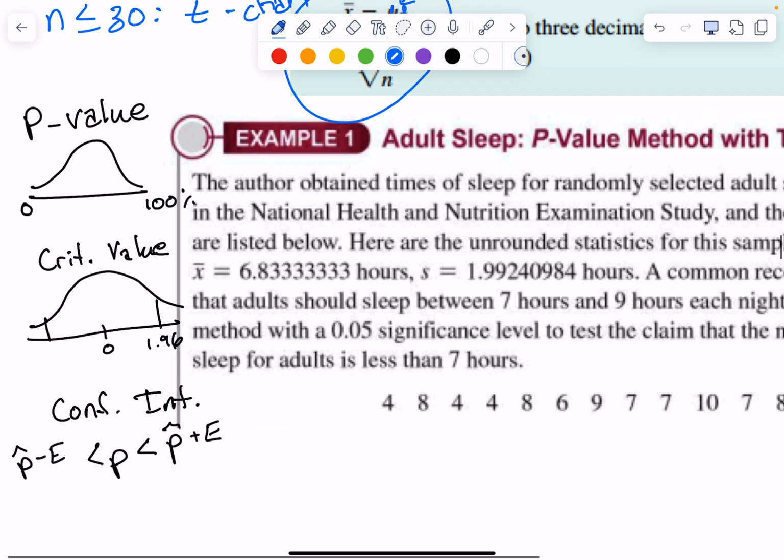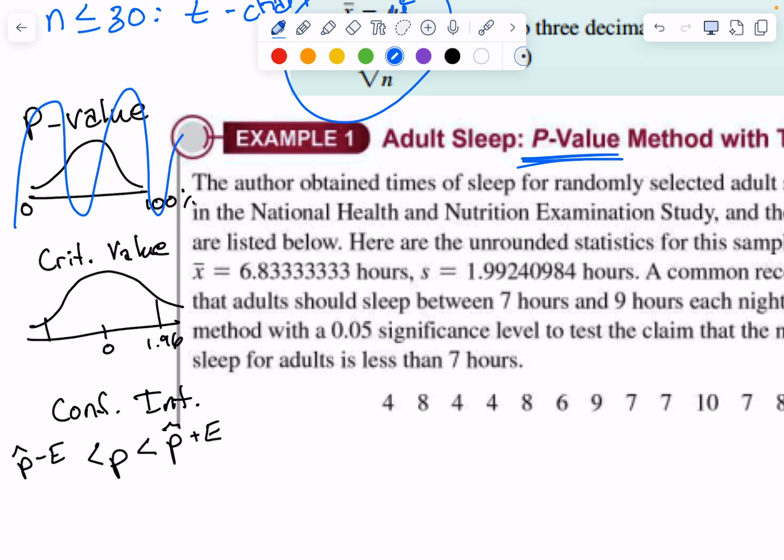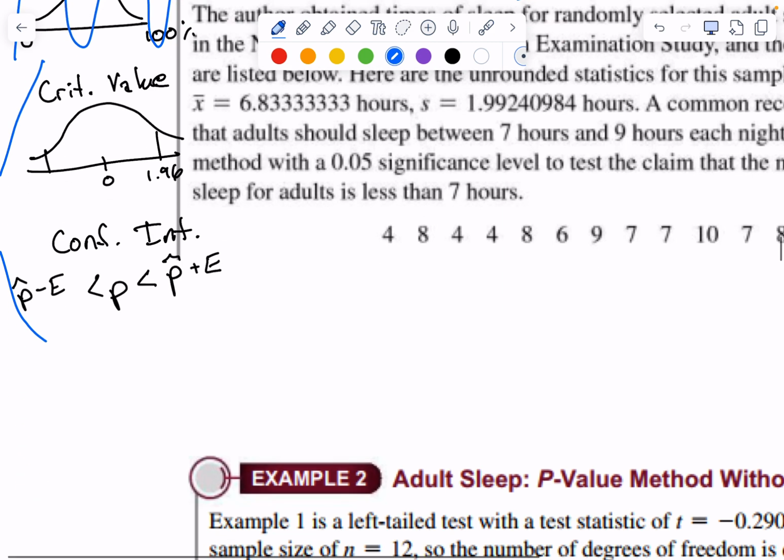You can do the p-value method for mean, but we do not, because the number that you look up, you have to use technology to look it up in order to get the correct p-value. So we don't do p-value for mean. I just skip over it. We only do critical value method. We do confidence interval method.